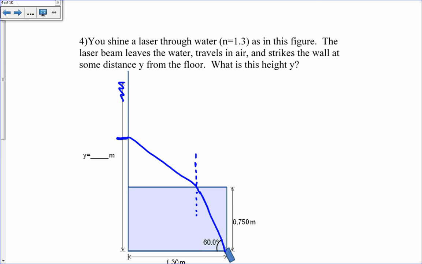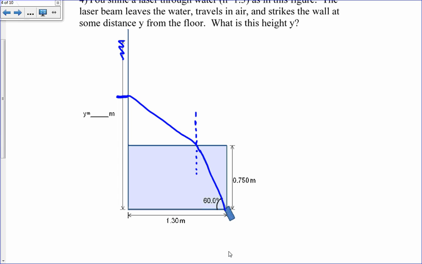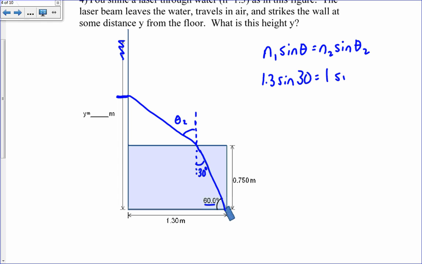Now, I want to figure out what are the various angles and distances that I'll need. So first, let's find the refracted angle. I know that this angle has to be 30 degrees. That's 90 minus 60, which is 30. Now let's calculate this angle, which I'll call theta 2. I have n1 sine theta 1 equals n2 sine theta 2. N1 is 1.3, sine of 30 equals 1 sine of theta 2. And then I solve for theta 2, and theta 2 is going to equal 41 degrees.